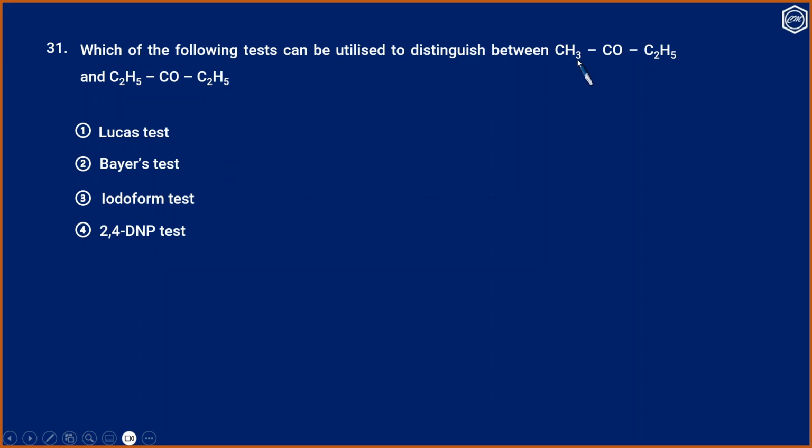So these two compounds can be distinguished by iodoform test, because this will not contain the CH3CO grouping. So this contains the CH3CO grouping. So we go for option 3, that is the correct answer.